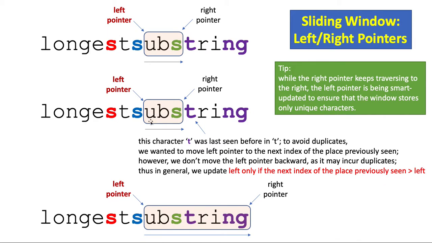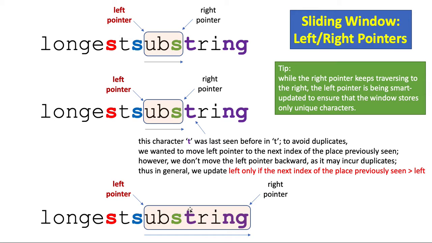If we move the left pointer backward, chances are it may incur duplicates. In this example, you will incur a duplicate with this blue S and the green S. Thus, in general, we update the left pointer only if it's increasing. And as a result, we keep traversing to the right and increasing the right pointer.